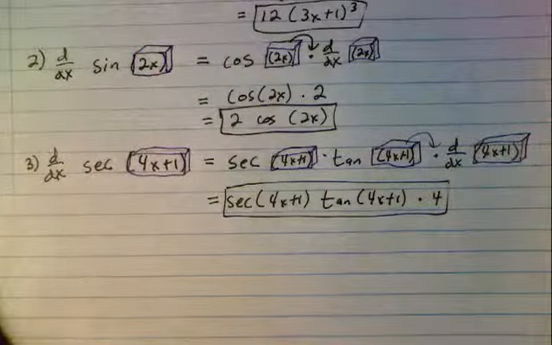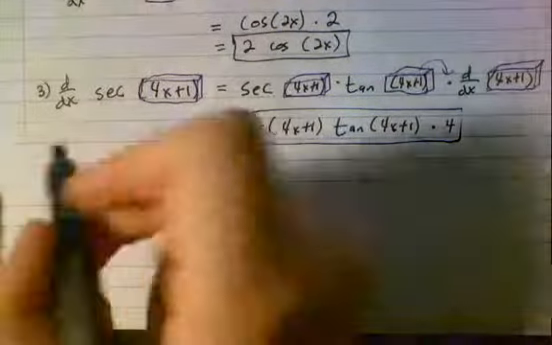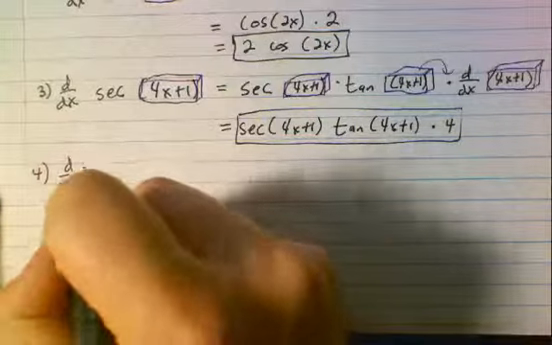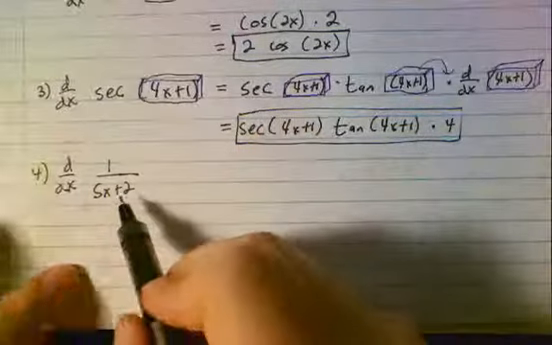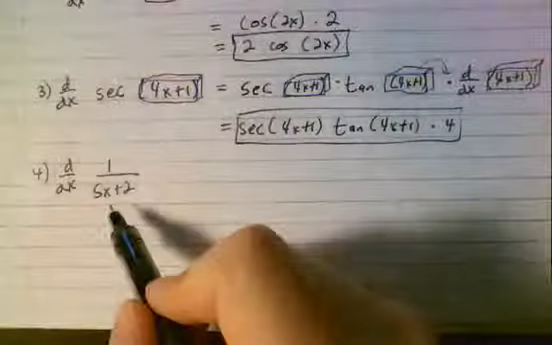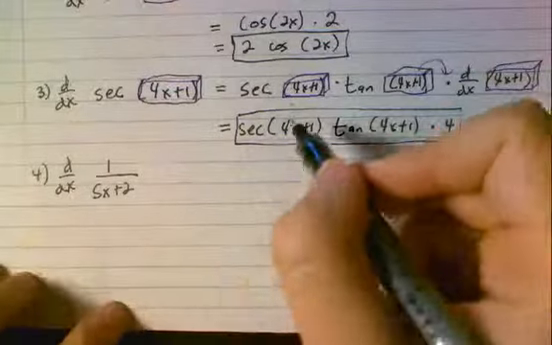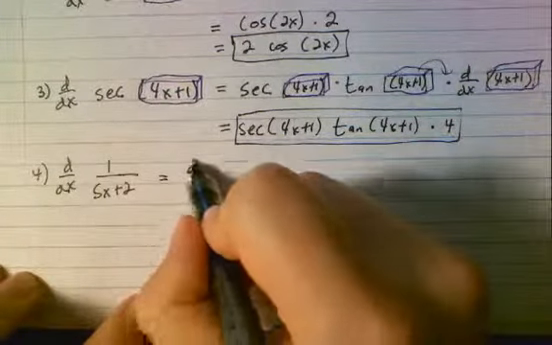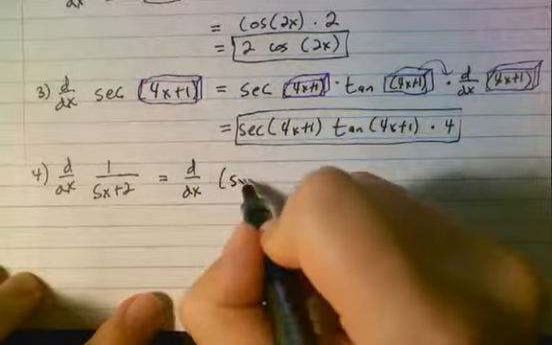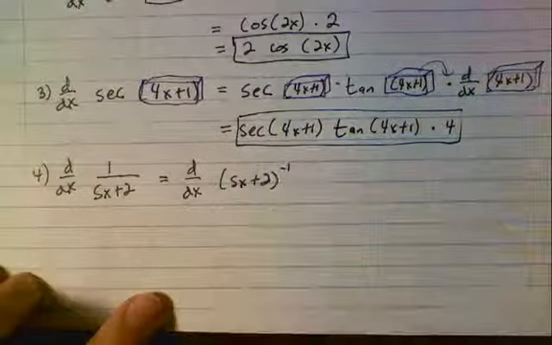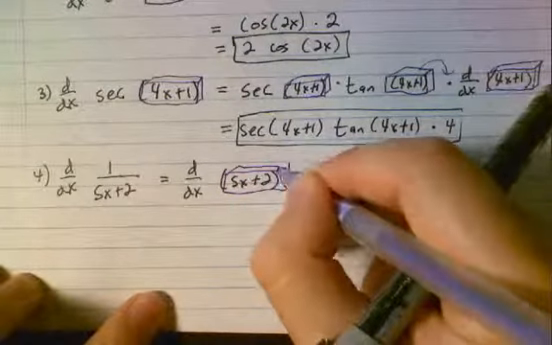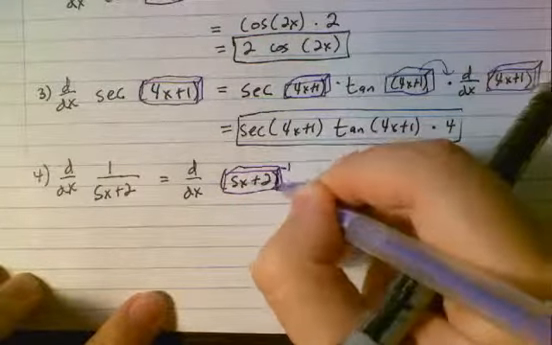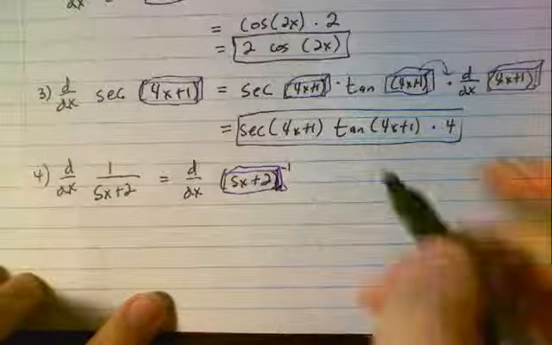The chain rule shows up in some places you wouldn't necessarily expect it. So let's say that we're taking the derivative of 1 over 5x plus 2. Now, this doesn't really look like any of the things on our list. But one of the things that we remember is that if we have something in the denominator, that's the same thing as rewriting it, saying we're going to take the derivative of 5x plus 2 to the negative 1 power. As soon as we have something to a power, there's our box.